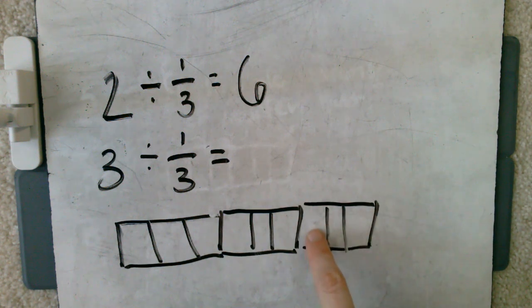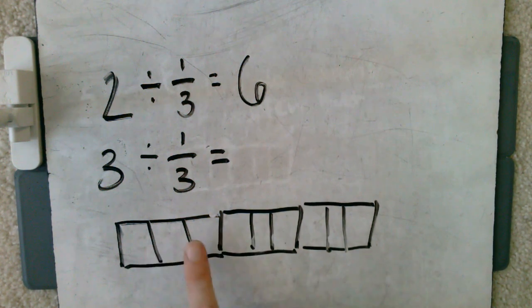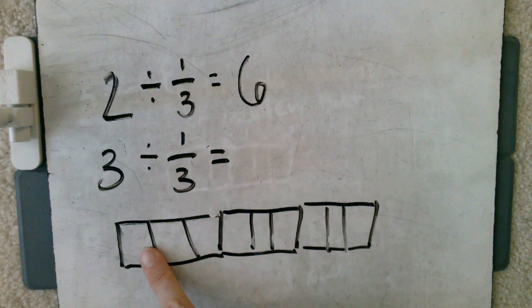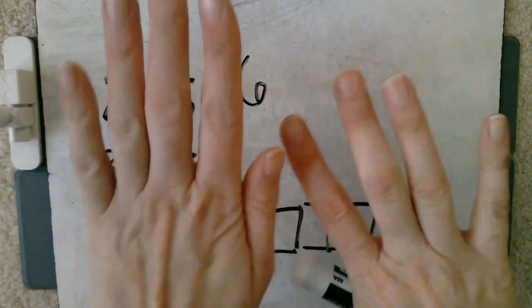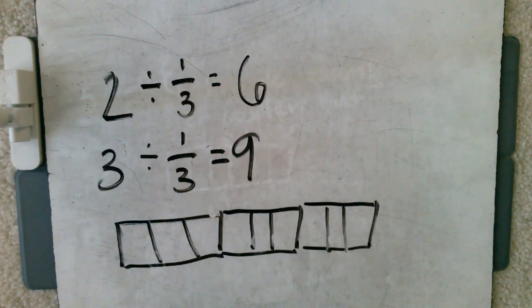1, 2, 3, 4, 5, 6, 7, 8, 9. Double count your boxes and hold up on your fingers how many you have. You should be holding up 9 fingers. Nice job, mathematicians. Let's try a few more. Let's erase our boards first.